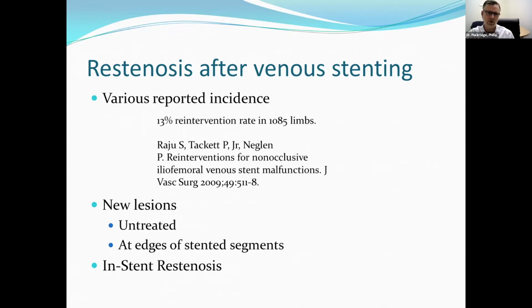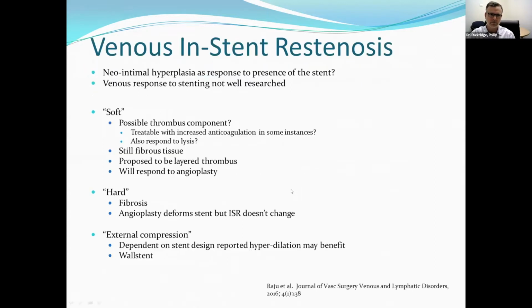And the causes of this re-intervention are either due to new lesions, which are untreated or at the edge of the treated segments, or due to in-stent restenosis. And it may be that we do get an intimal hyperplasia as a response to the presence of the stent, but this is not well researched. And once again, it's been thought to be put into 3 different components just by the way treatment response has occurred.